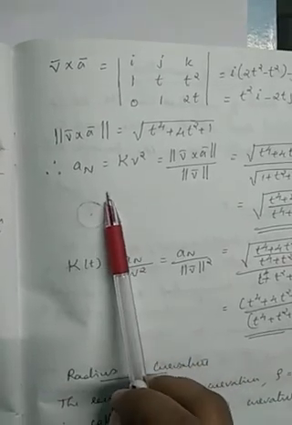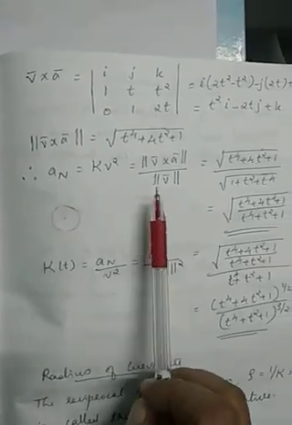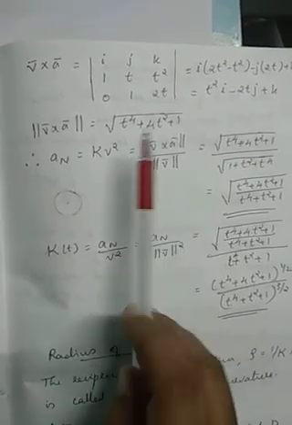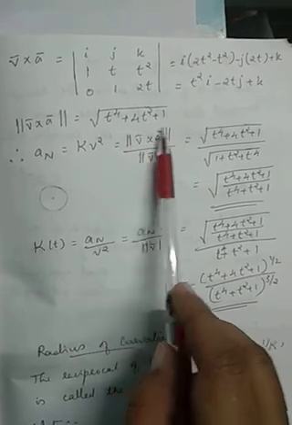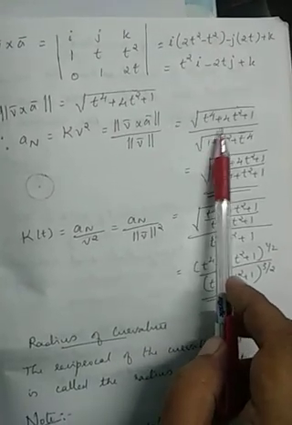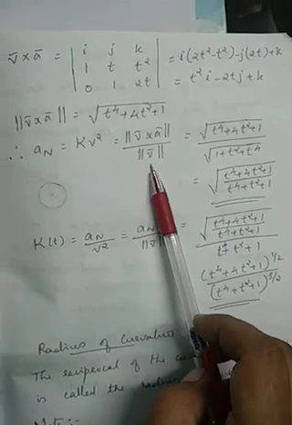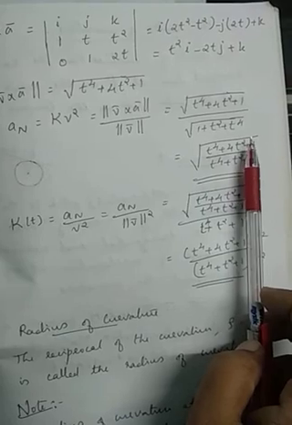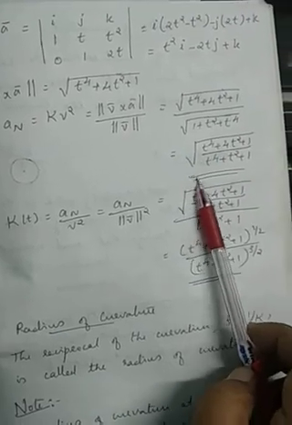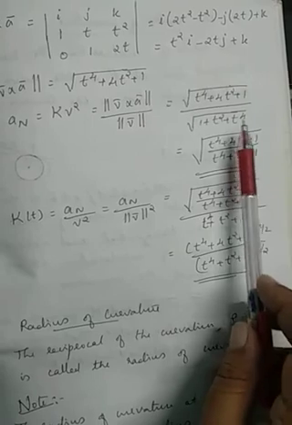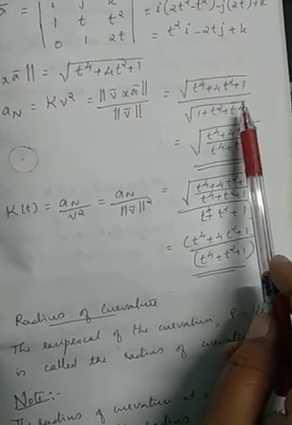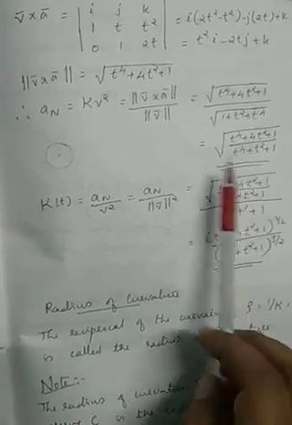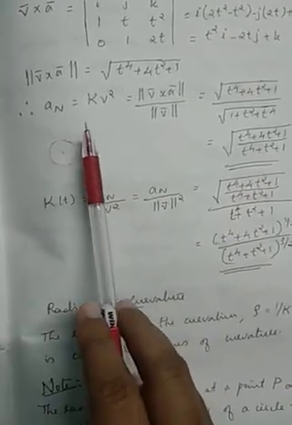So the normal component of acceleration is given by norm of v cross a divided by norm of v. Norm of v cross a is equal to square root of t raised to 4 plus 4t square plus 1, and norm of v is equal to root of 1 plus t square plus t raised to 4. So it is equal to square root of t raised to 4 plus 4t square plus 1 divided by square root of t raised to 4 plus t square plus 1. This is the normal component of acceleration a_n.